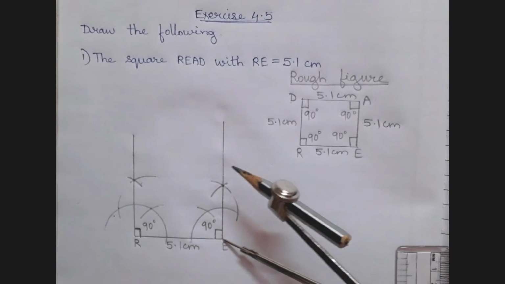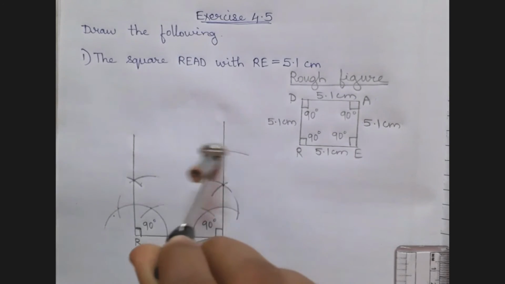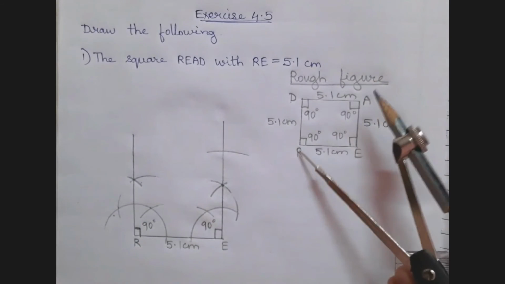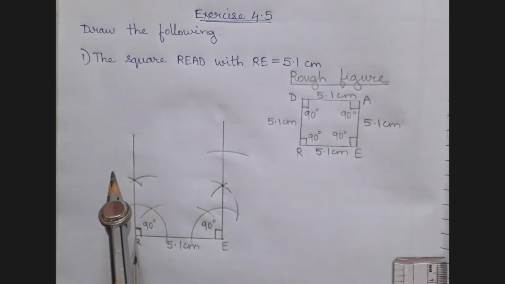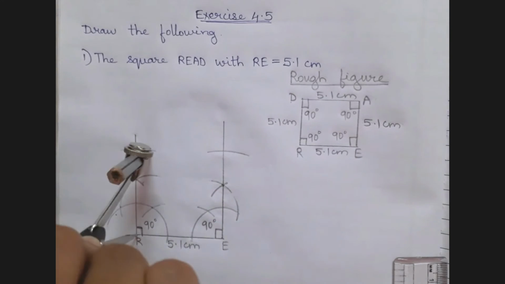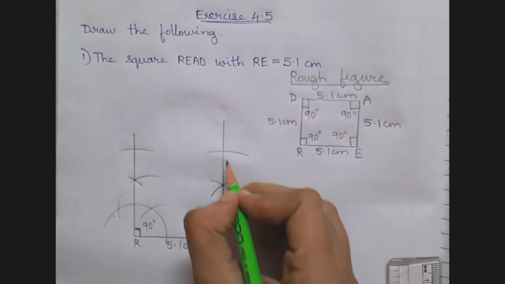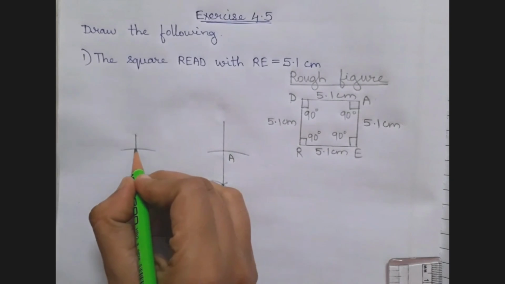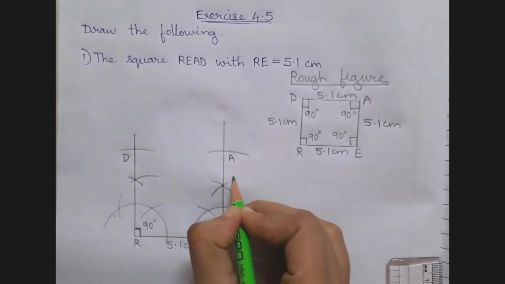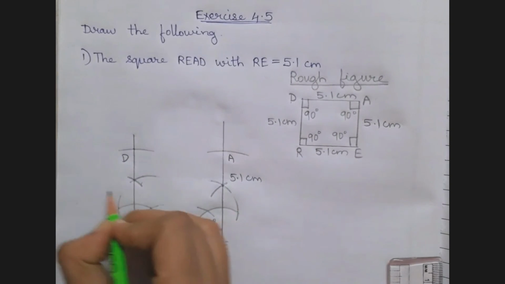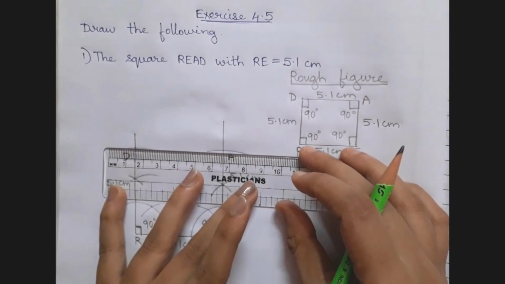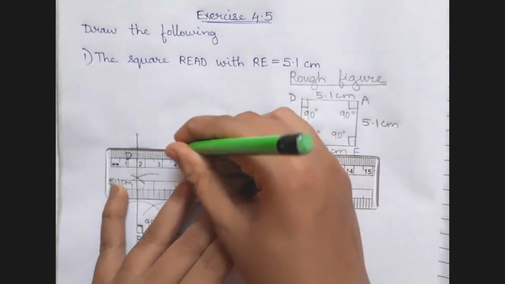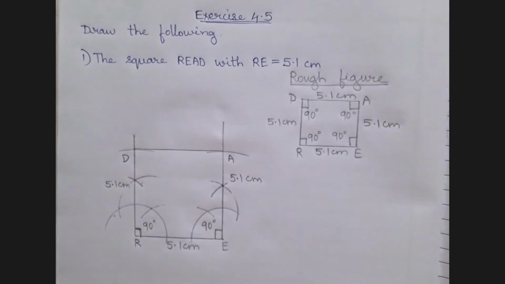Now I will keep the compass pointer on point E and draw an arc here. Similarly, RD is also 5.1 centimeter. So keeping our compass pointer on point R, we will draw an arc on this side as well. So this is our point A and this is point D. This is 5.1 centimeter and this is also 5.1 centimeter. So now just join both these points, point D and A, and our square READ is ready.